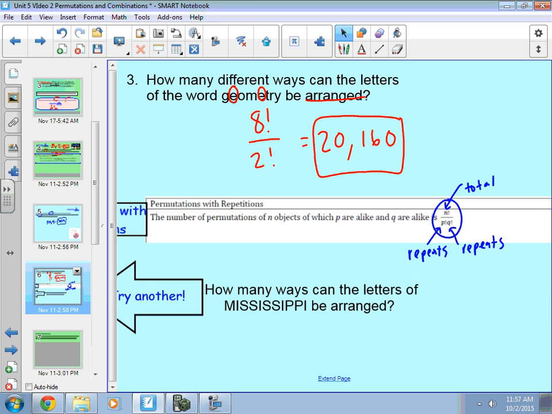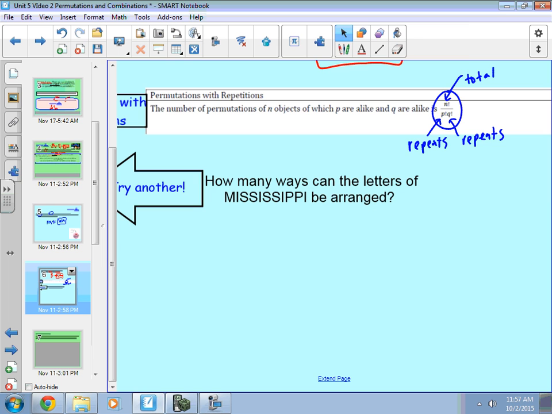Okay, this next one says, how many ways can the letters of Mississippi be arranged? So again, if we're arranging all these letters, we need to know how many. Let's count them. 1, 2, 3, 4, 5, 6, 7, 8, 9, 10, 11. So the number of ways of arranging 11 things would be 11 factorial. But you can clearly see there are repeats here.